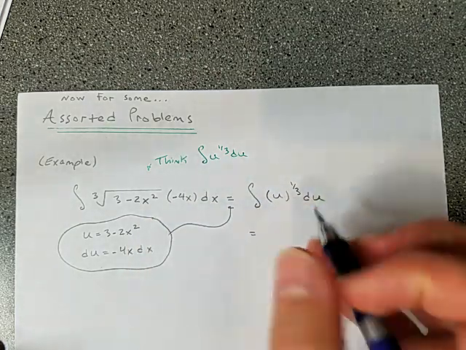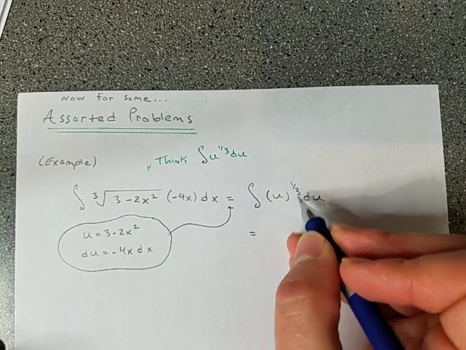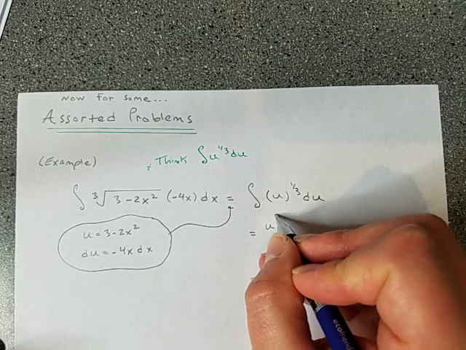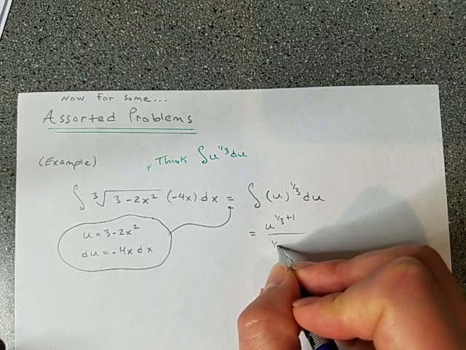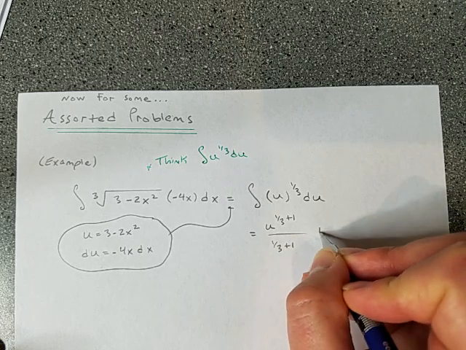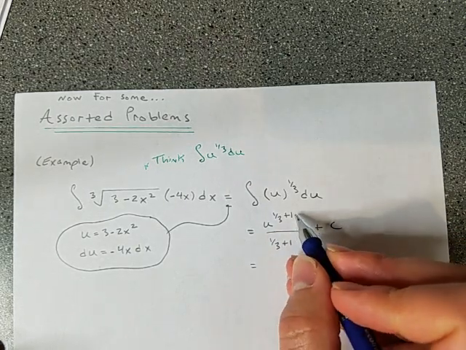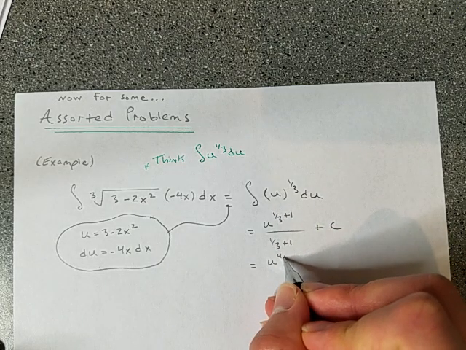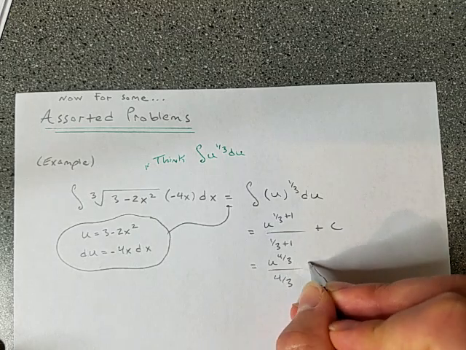What do we do with this? Well, the formula for this is we add 1 to the power, and we divide by whatever that number is. So it's going to be u to the 1/3 plus 1, okay? Down here, 1/3 plus 1. And we add our constant of integration. This turns out to be, so what's that number? 4/3 up there. u to the 4/3 power, and then this is also 4/3 plus c.